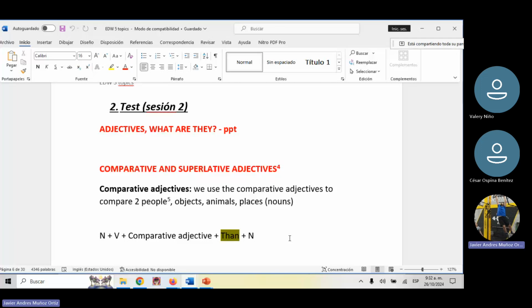In the past, it was normal to compare people with animals. For example, Hercules is as strong as a lion, or Hercules is taller or stronger than an elephant, or Achilles is faster than, let's suppose, a cheetah or whatever, right? Because in the past, this was very common.